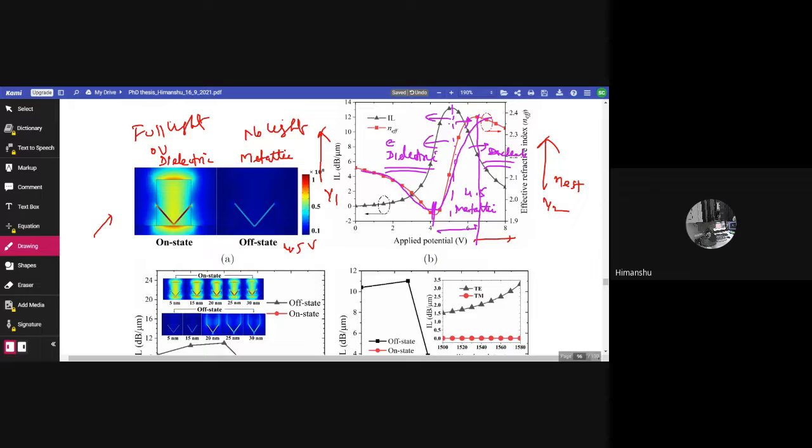If we see the effective refractive index line, that is the red color line, there is an abrupt change in the curve from around 4 to 6 volt, because in this region the material property is changing from a dielectric to a metallic state. However, increasing the potential beyond 6 volt, again it tends to go to its dielectric state.